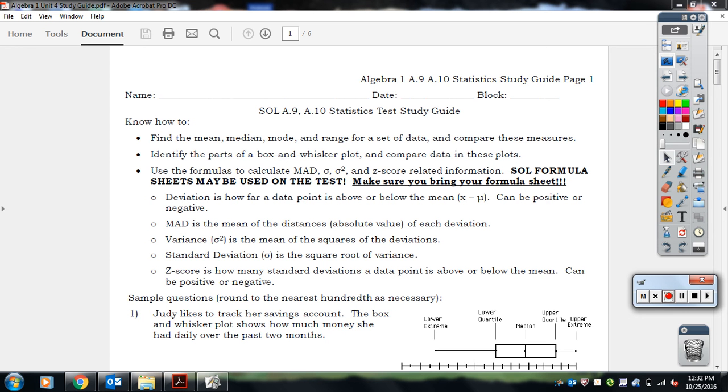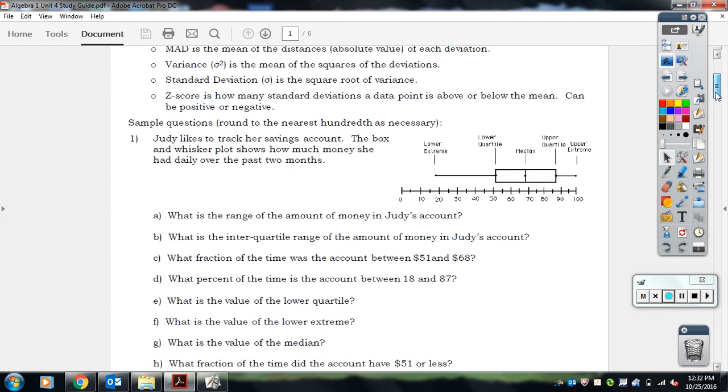This is the study guide for the test on statistics for Algebra 1. I'm going to go through this study guide and answer some of them. The first part details the things that you need to know. Let's get into the nitty-gritty of actually solving some of these questions.